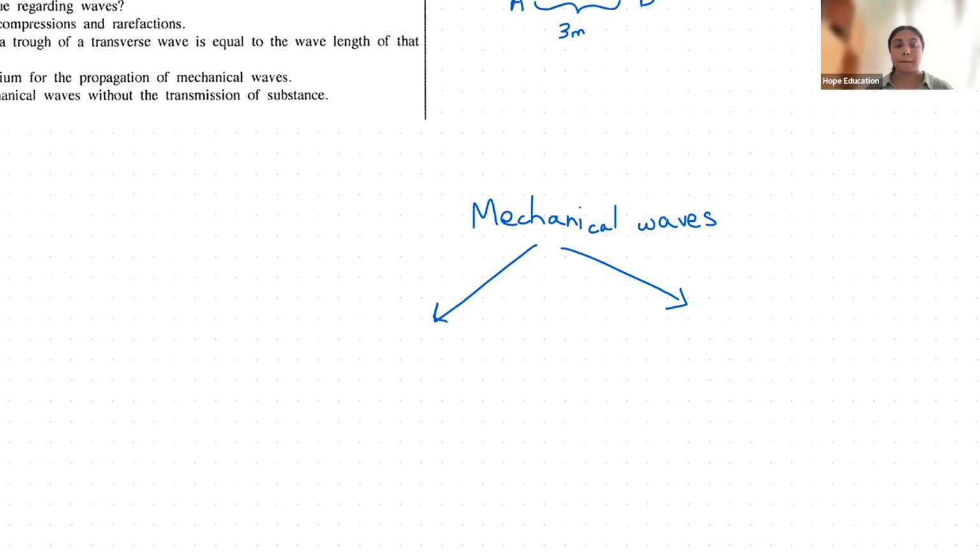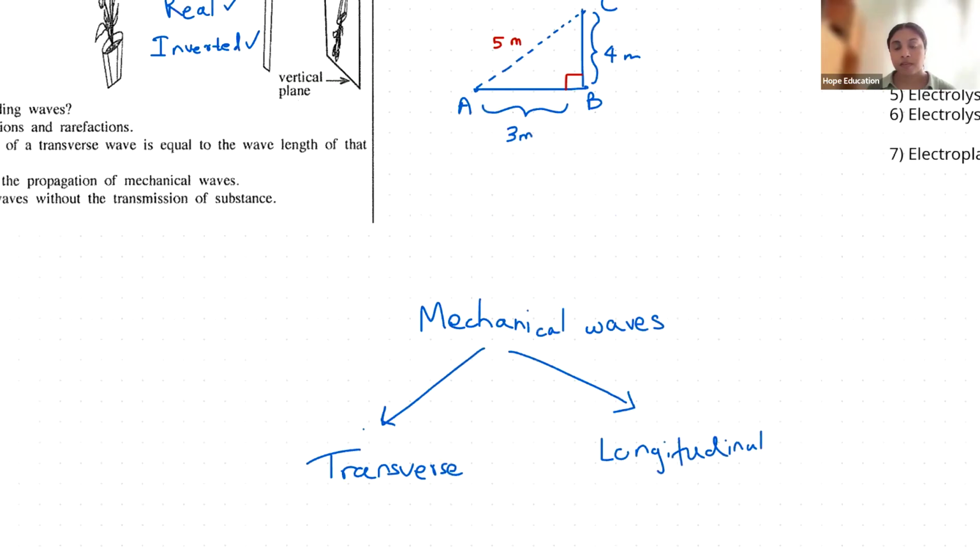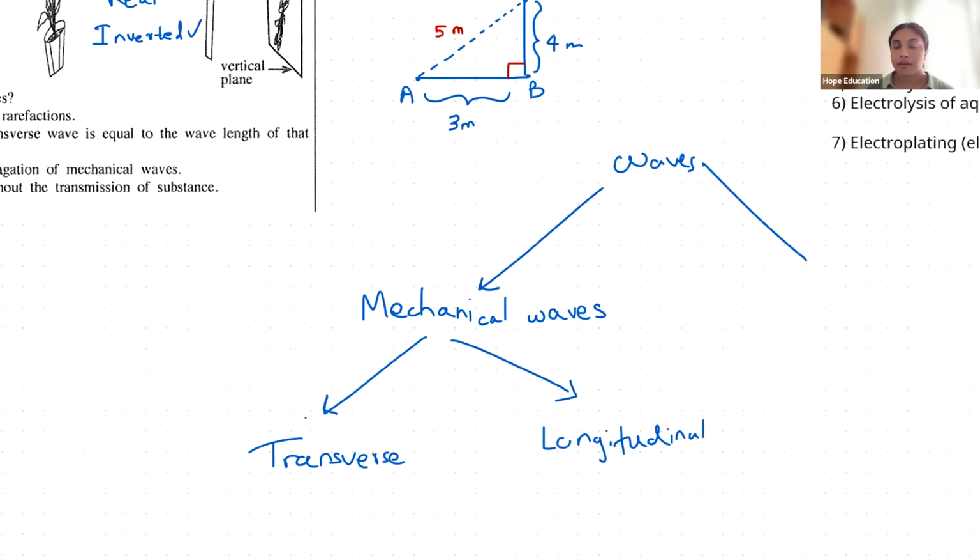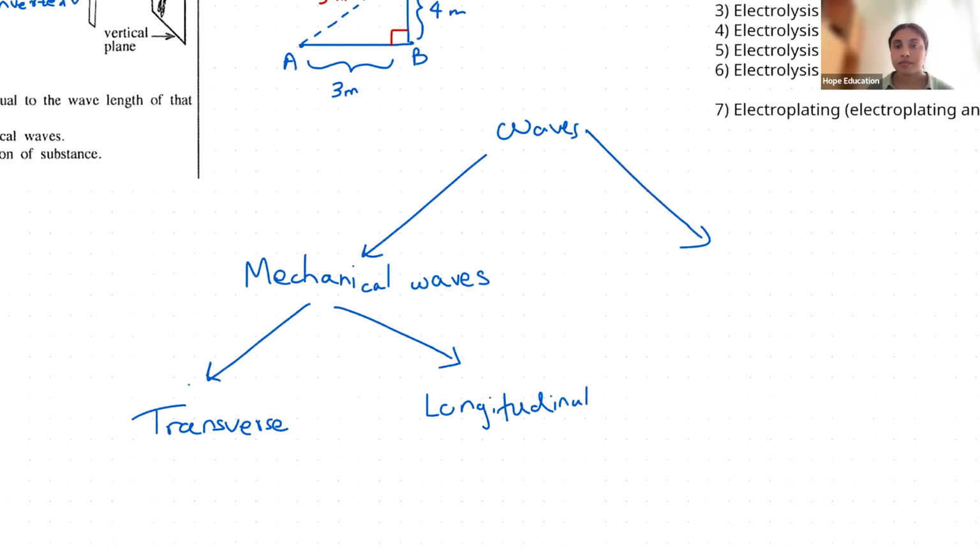Transverse and longitudinal. If you take waves in general, there are two types of waves, no? There are mechanical waves and another type of waves. What is that? Yes, electromagnetic waves. So there are two types of waves: mechanical waves and electromagnetic waves.